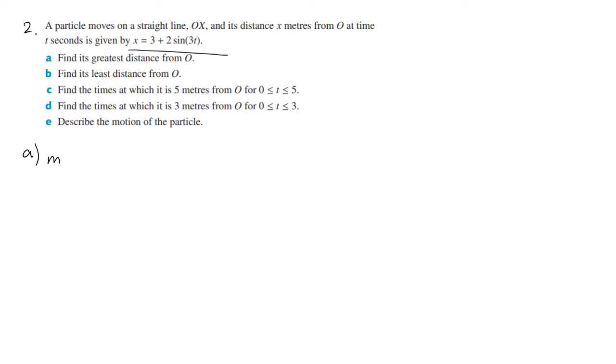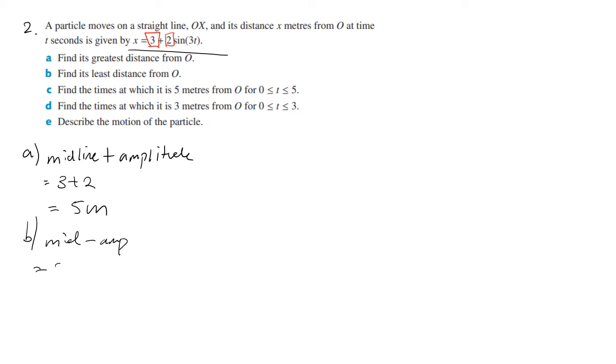So the maximum is midline plus amplitude. This graph, our midline is 3 because 3 is being added to the graph. Our amplitude is 2. So our greatest distance from O is 3 plus 2, which is 5 meters. Part B, find its least distance from O. So that's midline minus amplitude. 3 minus 2 equals 1.